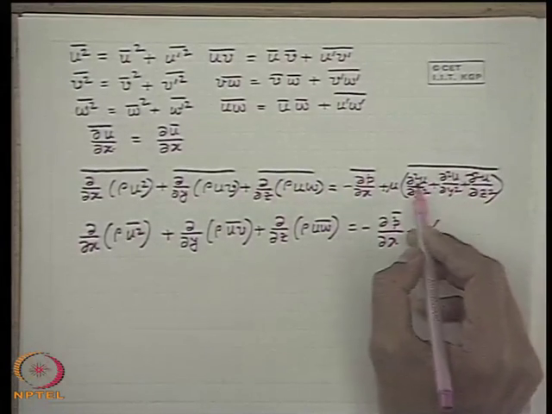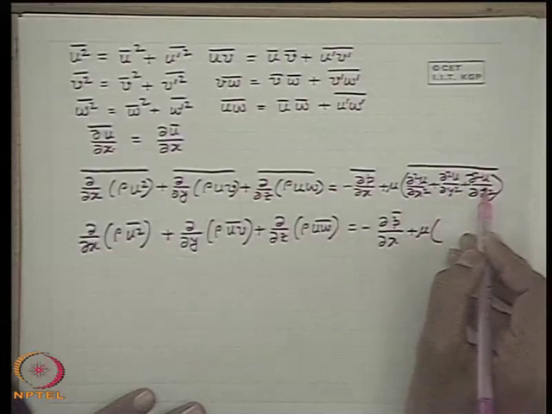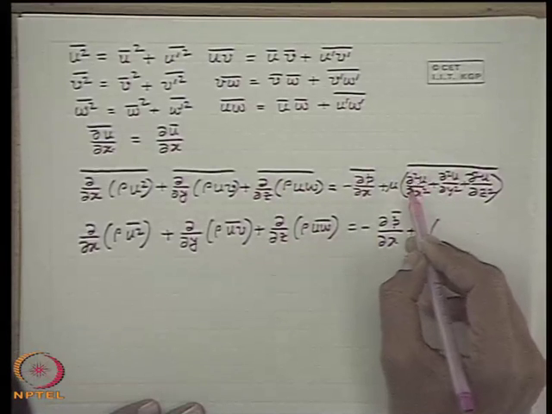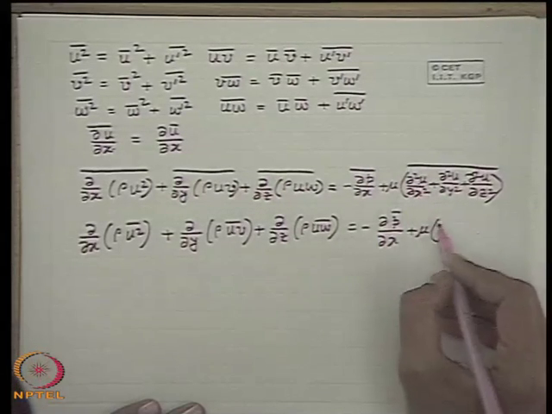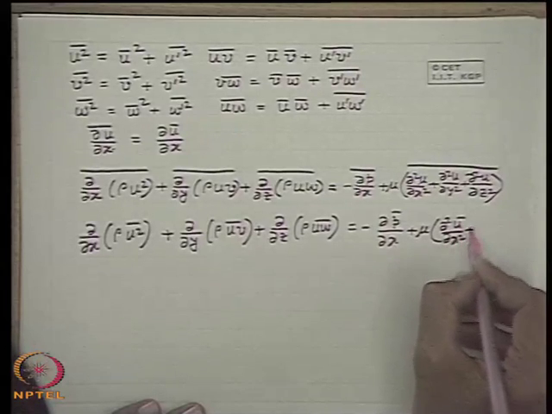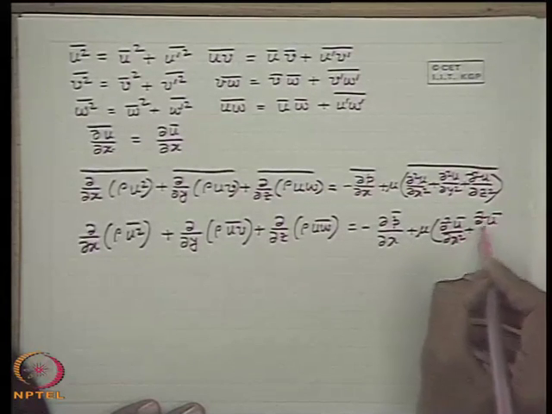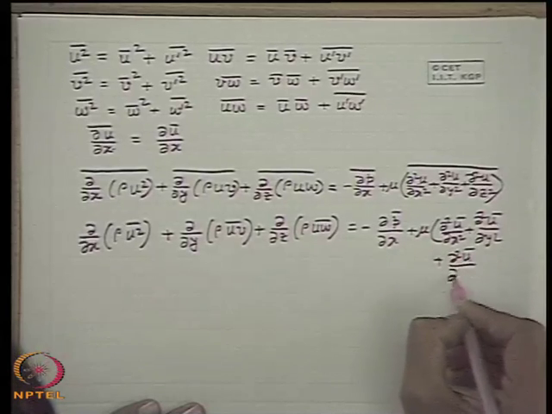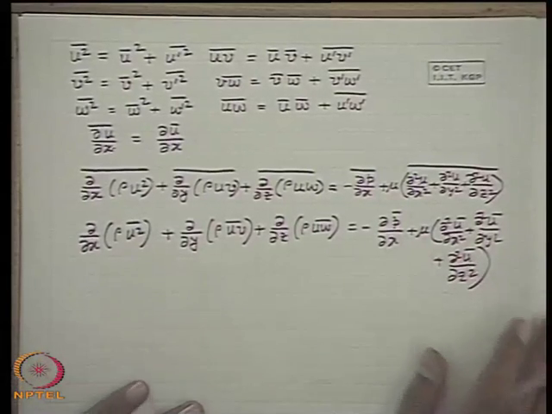Similarly, each and every quantity, the average of the sum of the three quantities is the sum of the average of the three quantities. And again, the average of the differential operator is the differential operator of the average quantity. That means del square u average by del x square plus del square u average by del y square plus del square u average by del z square. So the right hand side becomes simple.